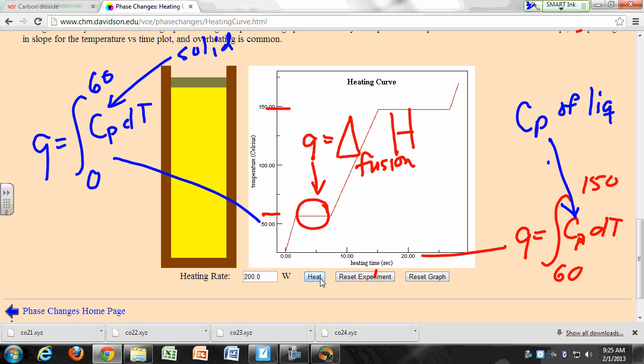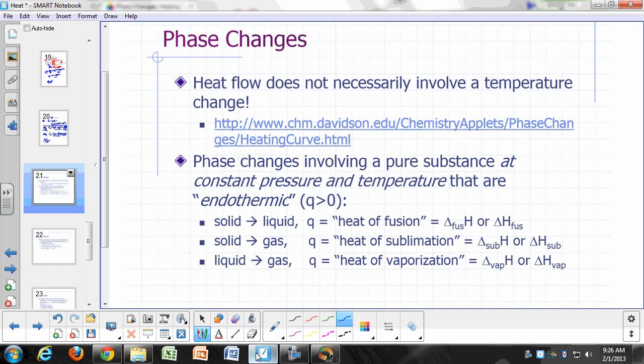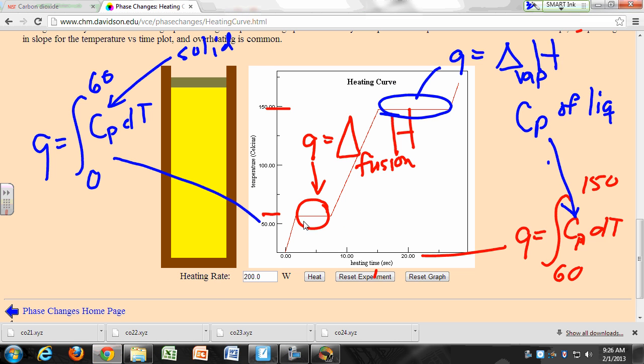And so during the melting process, heat does flow into the system, and during vaporization, what do you call the Q for this process? It's known as the heat of vaporization, so delta H vap. Okay. So phase changes involving pure substances at constant pressure and temperature are endothermic. When these things happen during the melting process, you're heating it, so that's an endothermic process. So melting is endothermic, vaporization is endothermic.